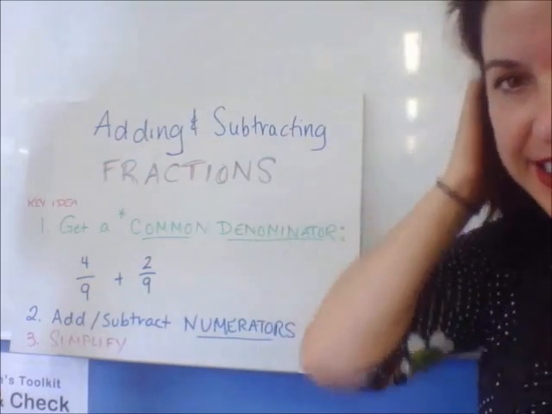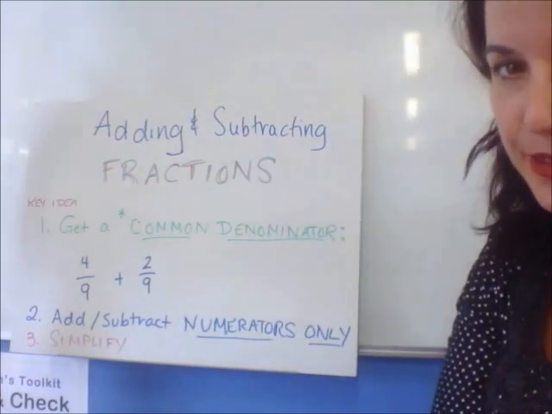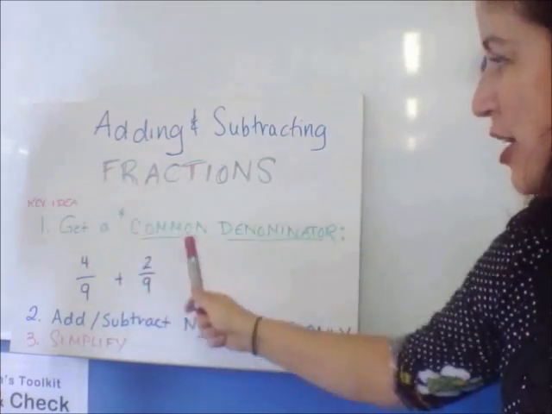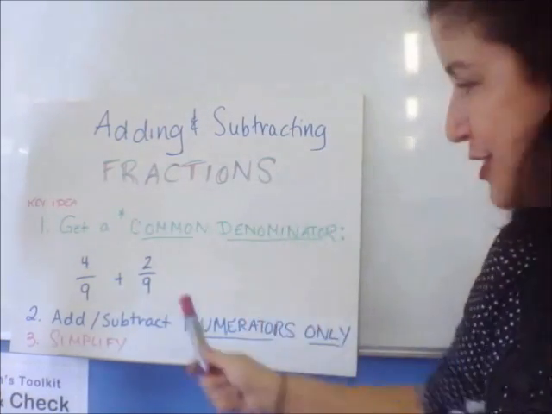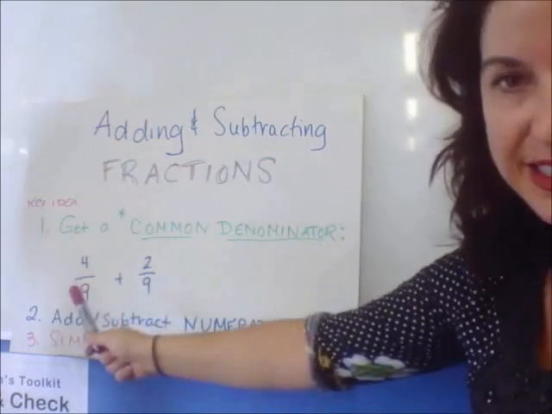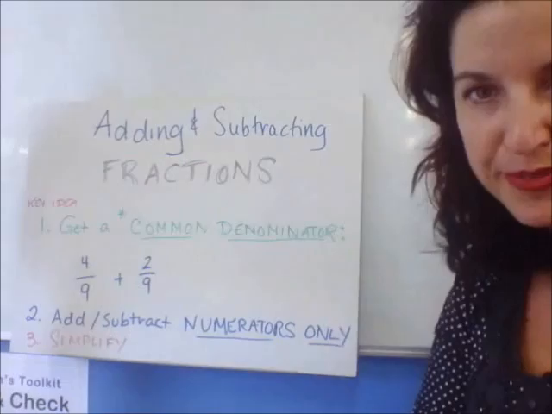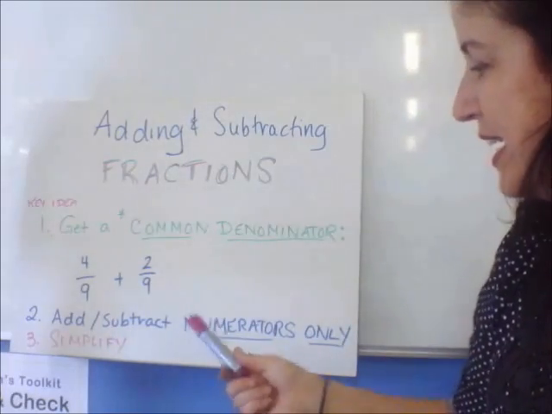Okay, so there's a step-by-step procedure you can follow to add and subtract fractions, and I'm just going to talk you through it. First thing you need to do is get a common denominator. Remember, denominators are the bottom number. So in this example here, it's already in common. They're already the same bottom number. So that makes it pretty easy.